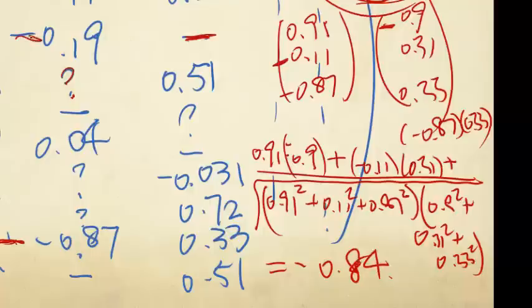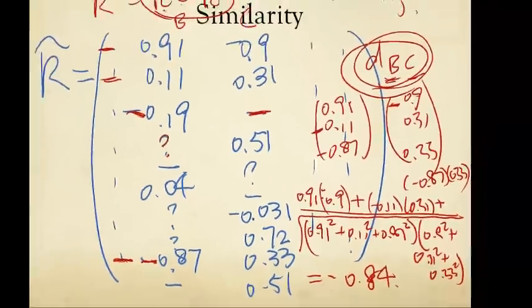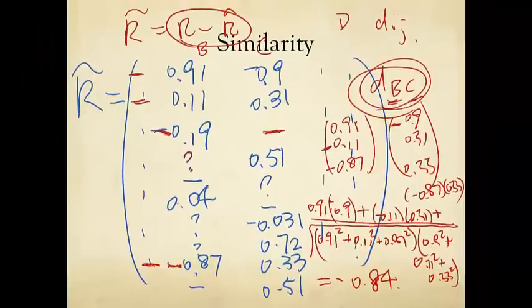So notice these entries are negative because after shifting the rating by the baseline predictor, sometimes it is positive or negative relative to the baseline predictor. And these coefficients of similarity are sometimes negative because the two movies are dissimilar from each other. And these two are indeed quite dissimilar. Okay, it's minus 0.84. It's quite close to minus 1. So we can say movies B and C are quite dissimilar.